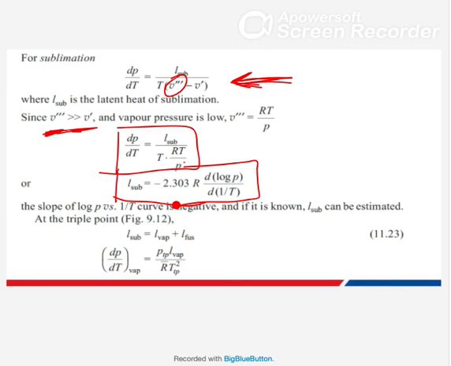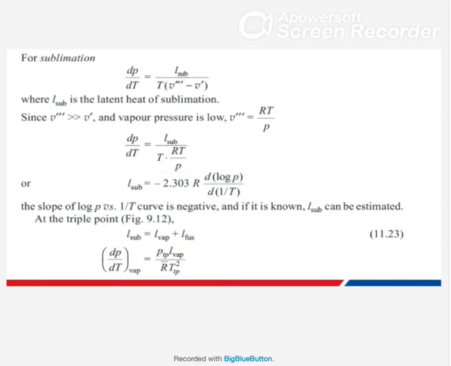So this is the equation with the help of which you can calculate the latent heat, or if you know the latent heat, you can calculate the slope at any point. So you should remember this equation only. Now this is same for all three different curves. So you can remember this particular equation only, which is your Clausius-Clapeyron equation.